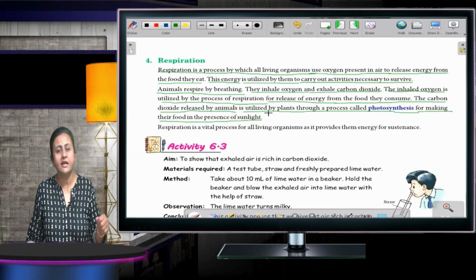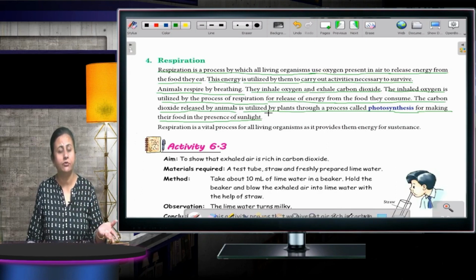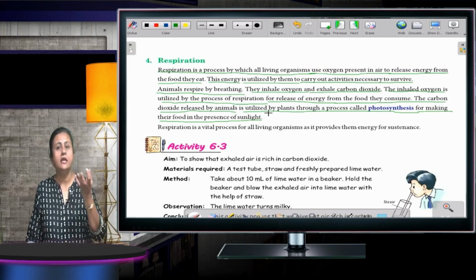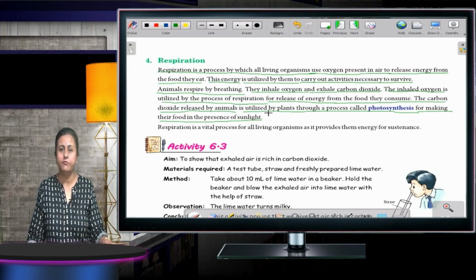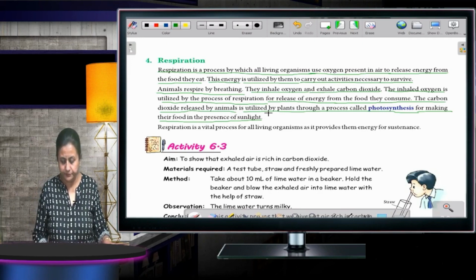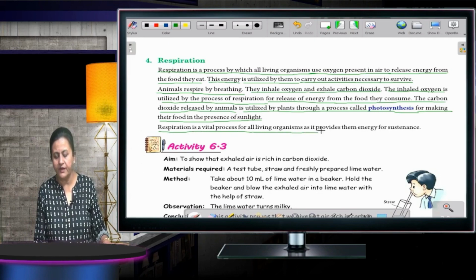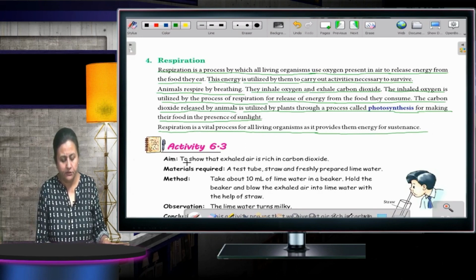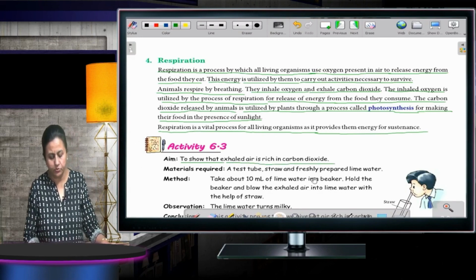So what is happening? They take in the carbon dioxide which is in the air, which we have breathed out. They use that, and during this process, when they take in carbon dioxide, they release oxygen, which we use for breathing. So respiration is a vital process for all living organisms as it provides them energy for sustenance. Now, again, this is an activity. You can just go through it to show that exhaled air is rich in carbon dioxide. Just go through it.